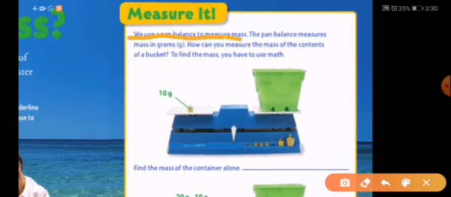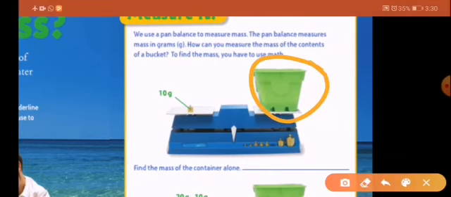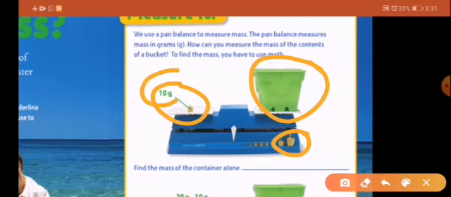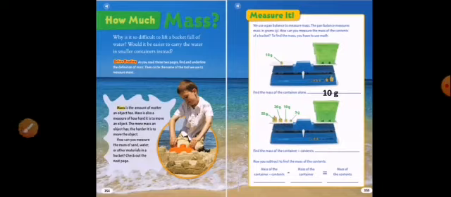And we measure the mass in grams. Now, let's try with this example. We put the container on the balance and put some weights to measure its mass. So this container now doesn't contain anything. So the container's mass when it's empty, or alone, will be the number you can see here. Yes, very well, it will be 10 grams.